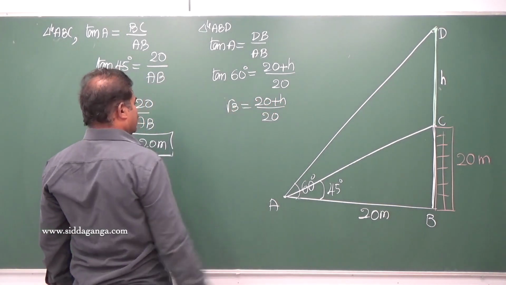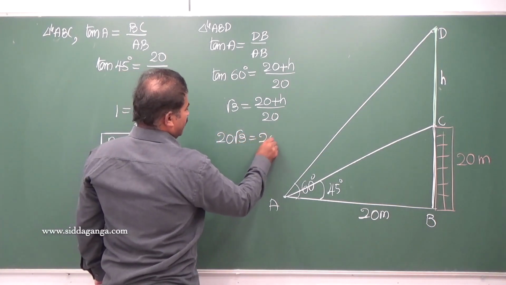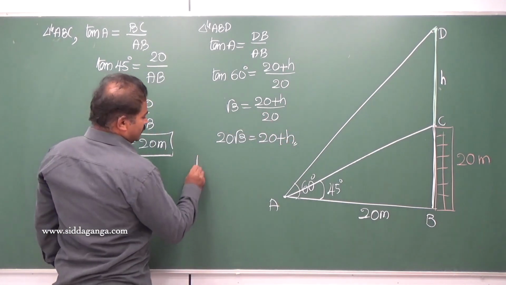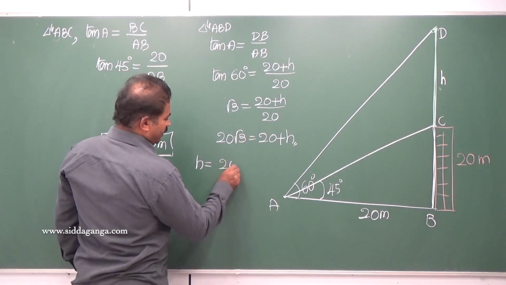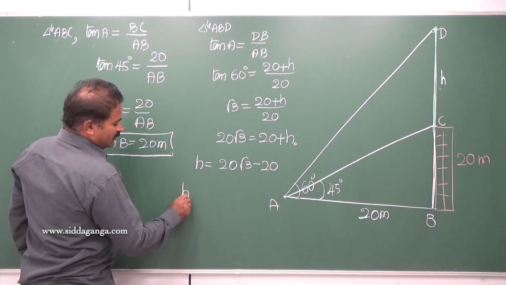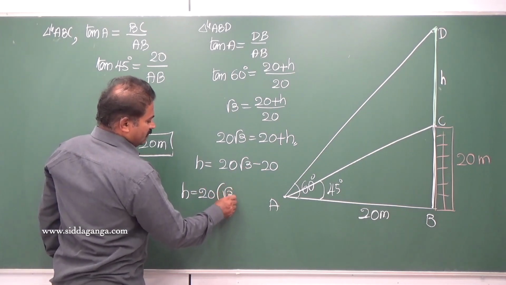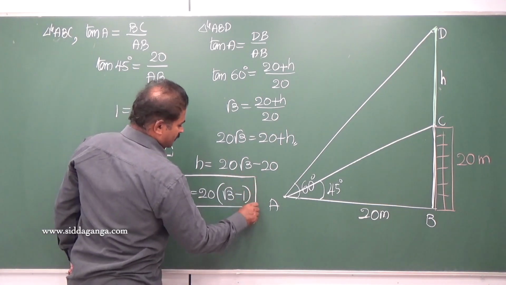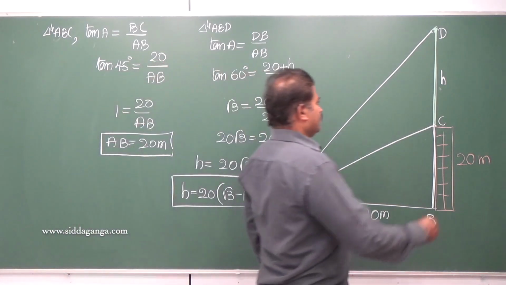You can multiply this to this, so that will give you 20 root 3, which is equal to 20 plus H. So for H you need to shift 20 to this side, so H is equal to, when 20 comes this side it becomes minus 20, 20 root 3 minus 20. So you can take 20 common, so into root 3 minus 1. So the height of the tower is 20 into (root 3 minus 1) meters.